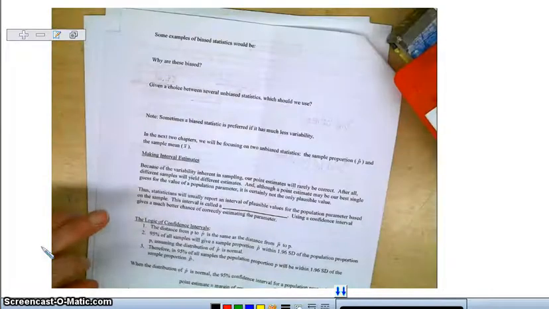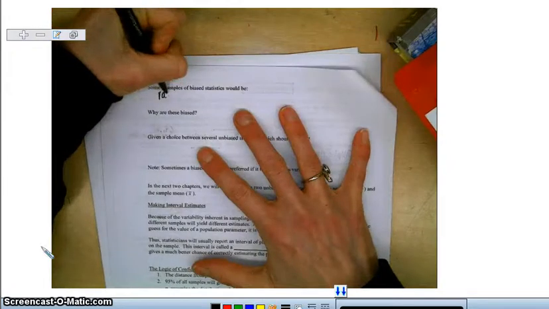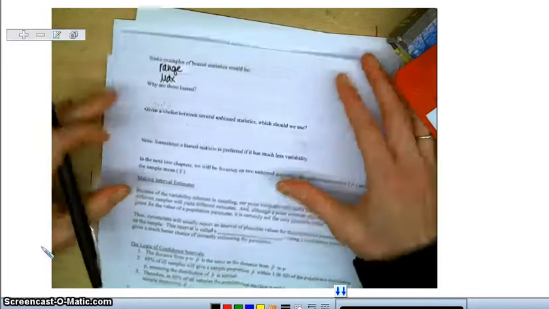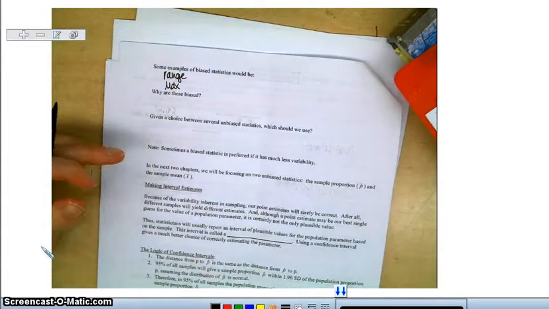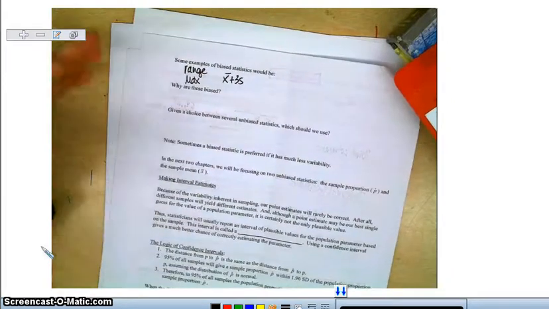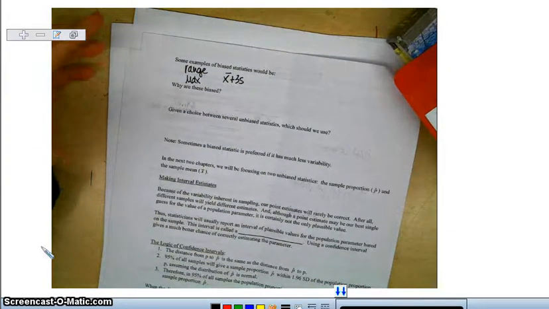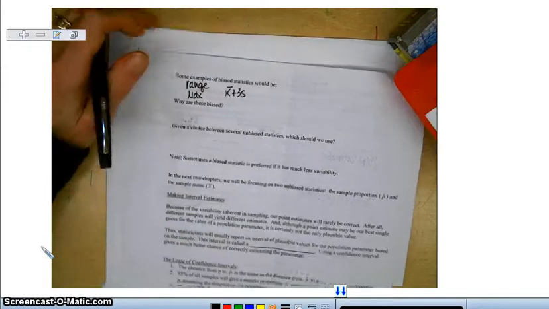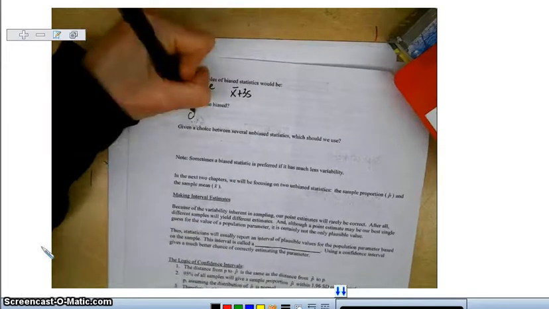All right, so top of the next page, some examples of biased statistics would be the range, which is pretty biased, and the maximum is pretty biased. The mean plus 3 standard deviations is also biased. It's always going to give you estimates consistently too high. It's not going to give you anything in the middle, unless you're trying to estimate the maximum, but usually you're trying to estimate the middle of the data. All right, why are these biased? Centered in the wrong place.